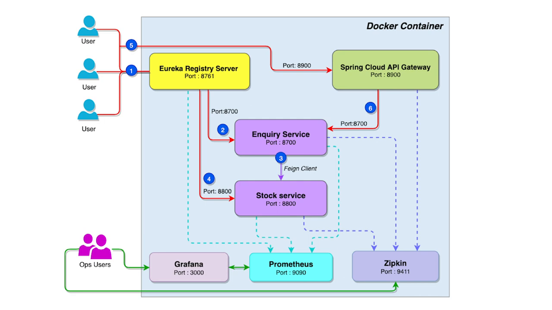So let me summarize. We defined two services, both registered with the Eureka naming service. We deployed all four microservices inside Docker containers, and we also ran three components, Zipkin, Grafana, and Prometheus, as Docker containers, and we are able to get end-to-end service monitoring. That's all for this tutorial.